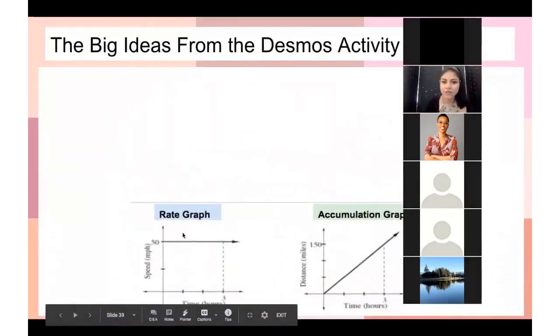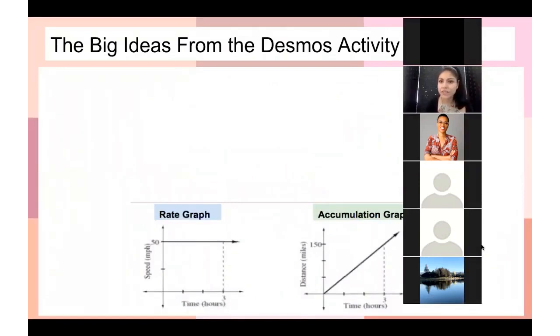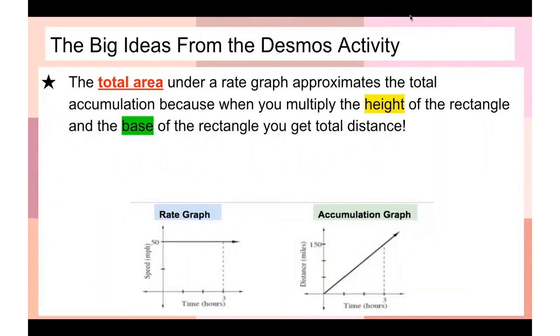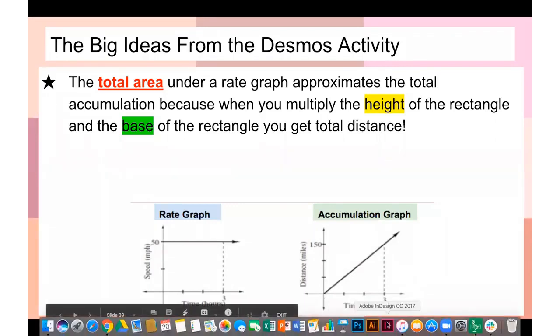So again, this is just here for your reference, but here are the big ideas, everyone. Let's please write this down. 1, the total area under a rate graph, that was that speed graph that was horizontal, actually is approximating the total accumulation. Remember, that's distance in our example. Because remember, when you multiply the height of the rectangle and the base, you get the total distance. So that's a humongous big idea there.